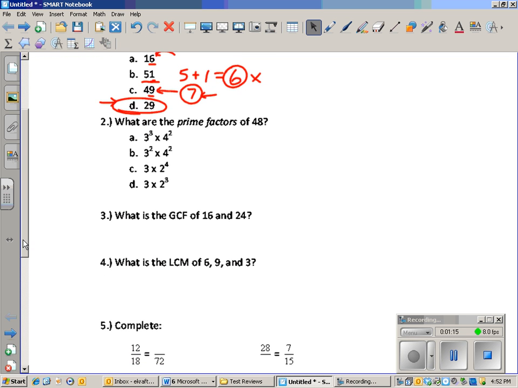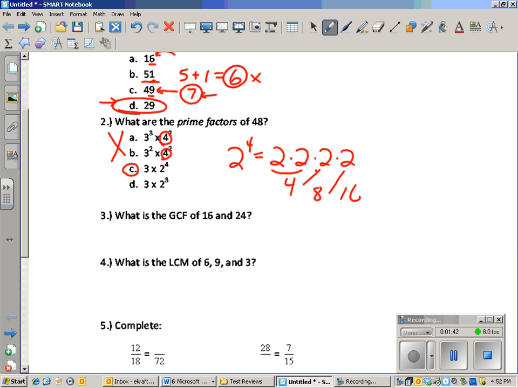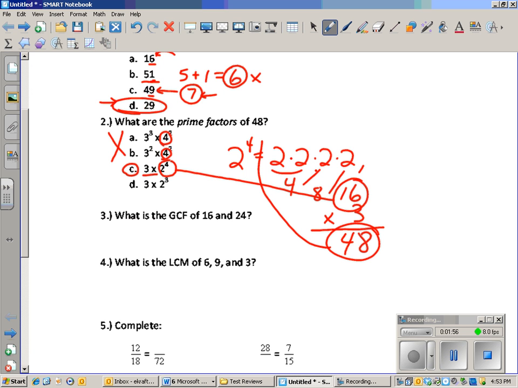What are the prime factors of 48? 4 is not a prime number, so A and B are canceled out because of that. If we go to, let's say, C and try this out, we know that 2 to the 4th power is going to be 2 times 2 times 2 times 2. 2 times 2 is 4, times 2 is 8, times 2 is 16. And so we take that 16, which is what 2 to the 4th power is, and we multiply it by 3. 16 times 3 is going to be 48, and I believe that's what they were asking for.